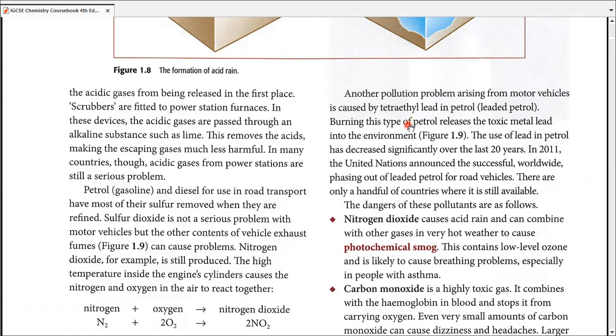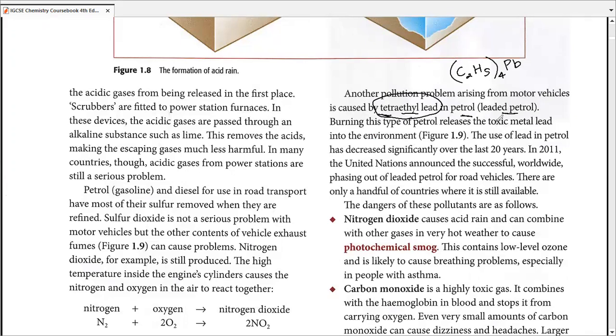Now, let me first explain what tetraethyl lead is. The word tetra means four. Ethyl is a branch with the formula C2H5, so that means 4 C2H5, and lead is Pb, a weak metal. This whole compound is used in petrol that is known as leaded petrol.